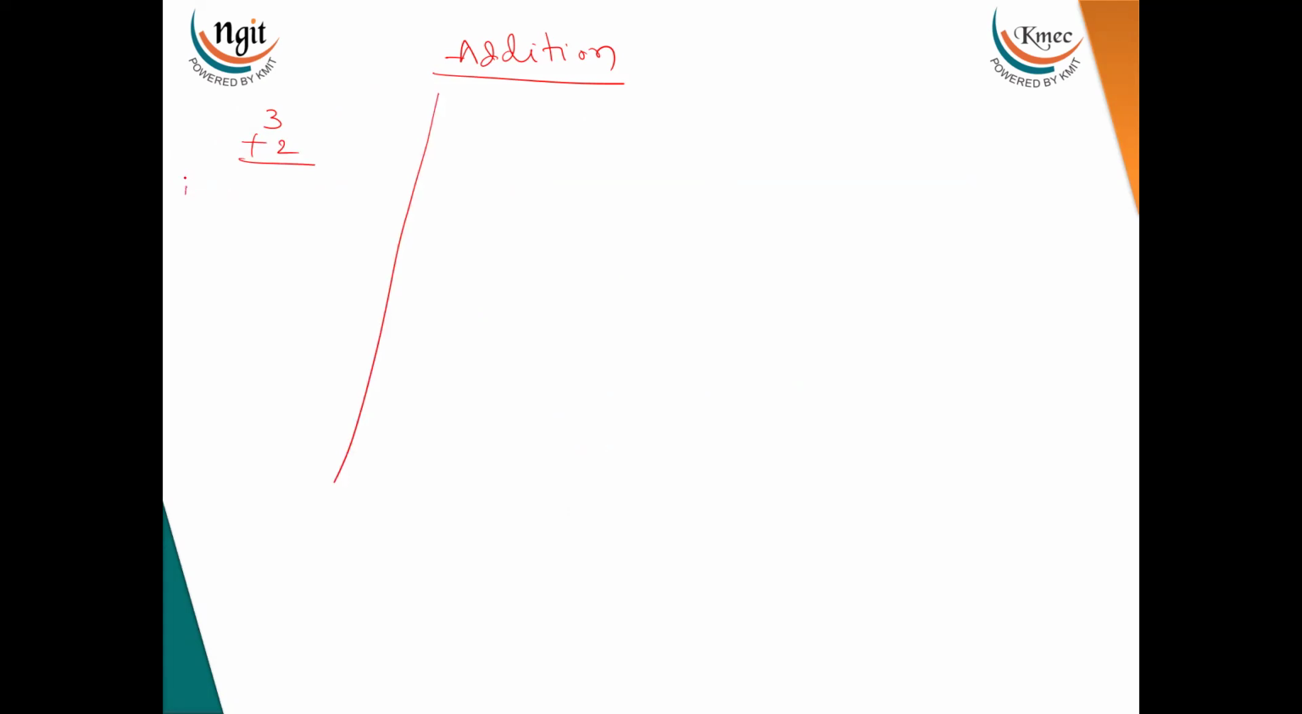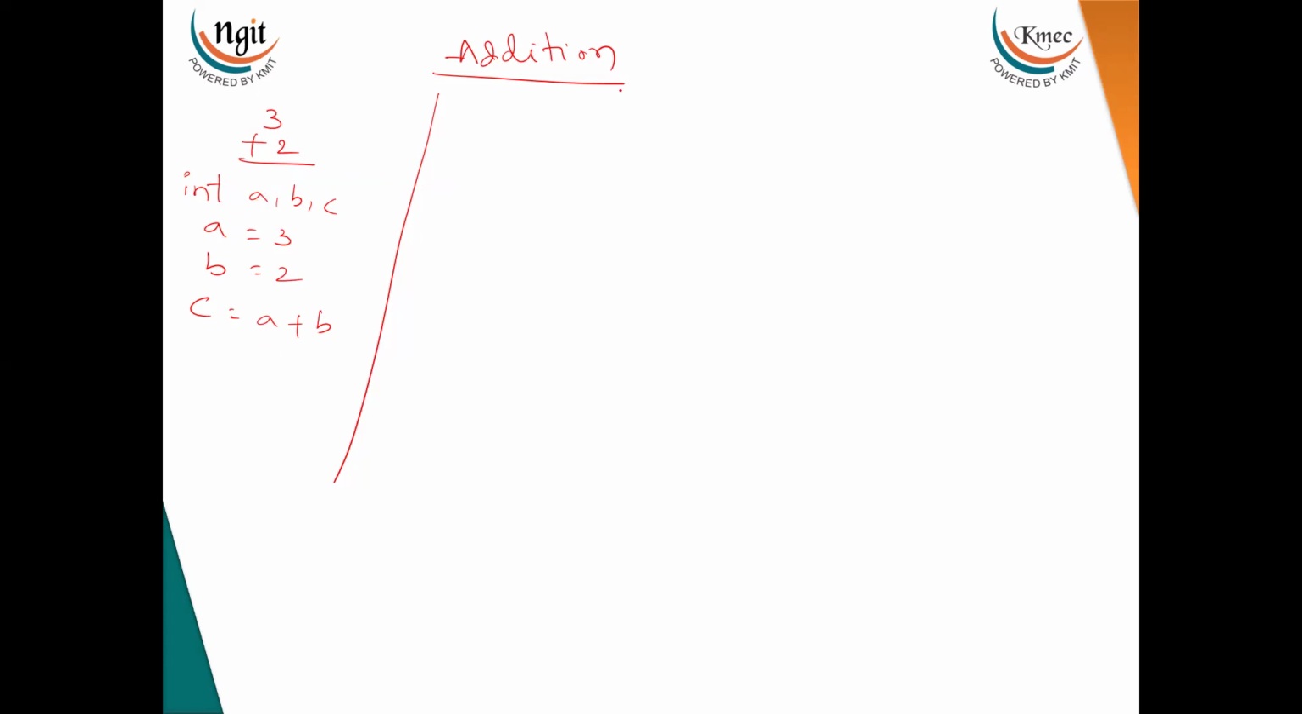Now, if you take a high-level language program, you will write int a, b, c, and a is equal to 3, b is equal to 2, and c is equal to a plus b. You will write a program like this. Now, in the microprocessor, we don't have variables to assign the values. So we need to use the general purpose registers.